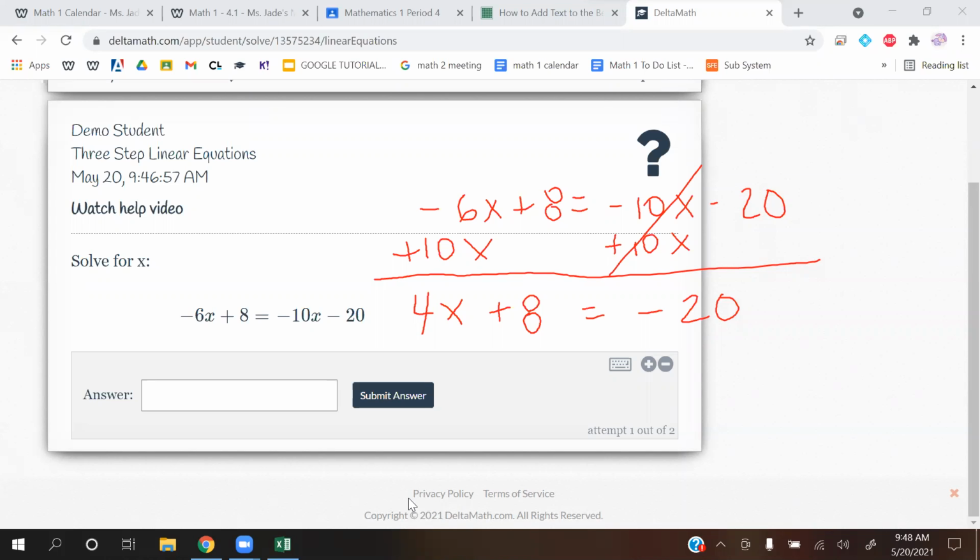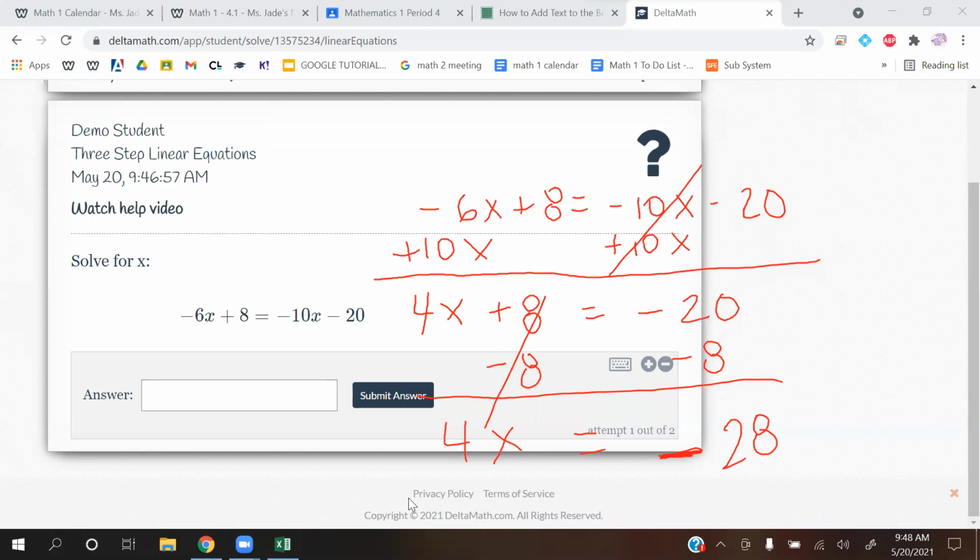The next step is to bring the 8 to the other side because you remember you want x by itself. So minus 8. Those get to cancel out because adding 8 and subtracting 8 are opposites. We are left with 4x over here is equal to negative 20 minus 8 is negative 28.